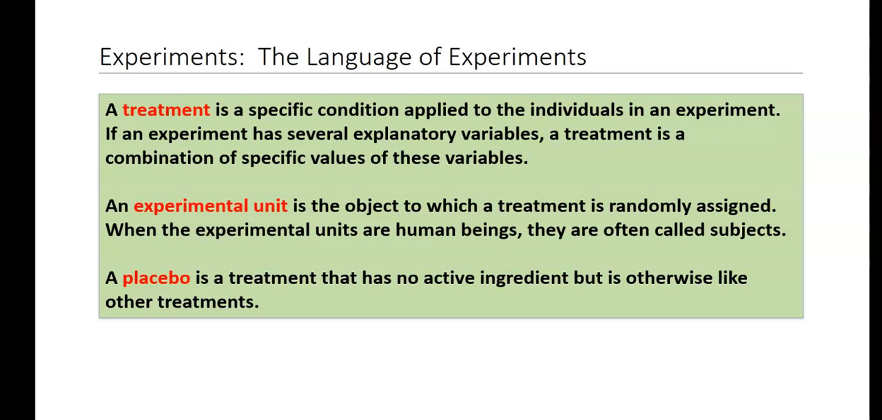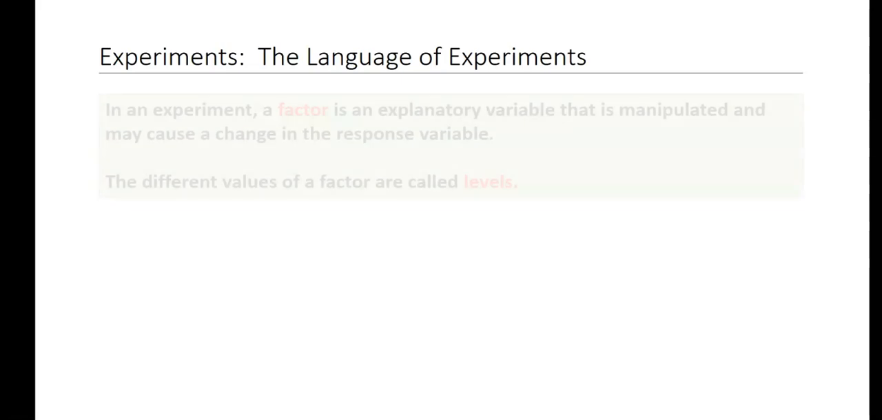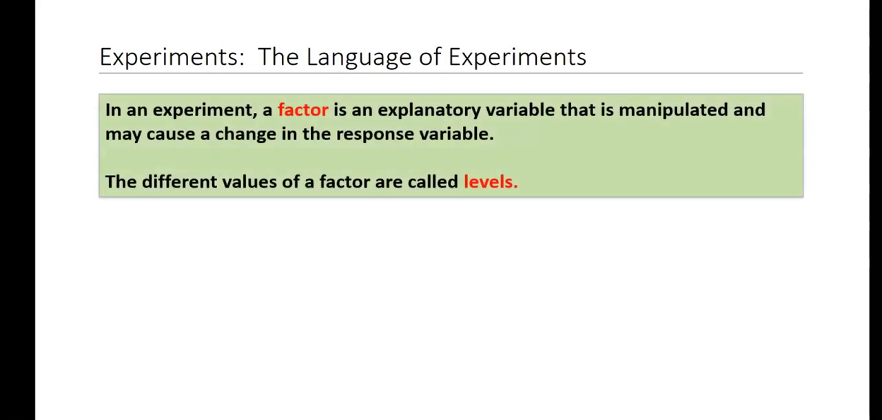A placebo is the treatment that gets no active ingredient. So typically, if I were testing a drug, I would randomly assign half of the people in the study to get the real drug and randomly assign the other half to get the fake drug, which is called the placebo. In an experiment, a factor is an explanatory variable that is manipulated and may cause a change in the response variable. And there are different values of a factor called levels.